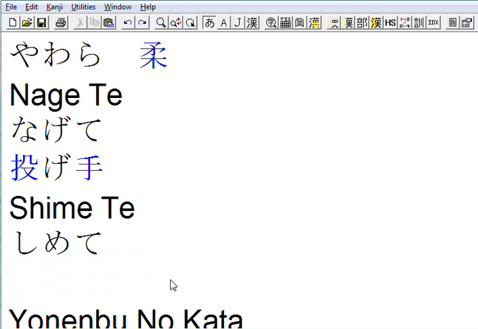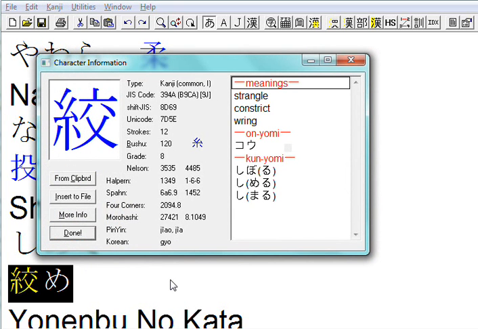All right, and let's find out what that means. Okay, so shime, and that's the kanji for shime. And there are other characters that can work for that we may see in a future video. But anyway, shime means to strangle, constrict, or to wring, like wringing out a towel.